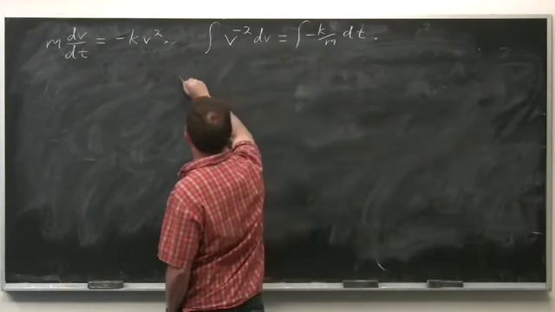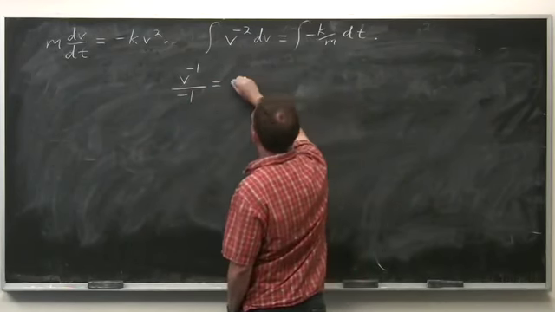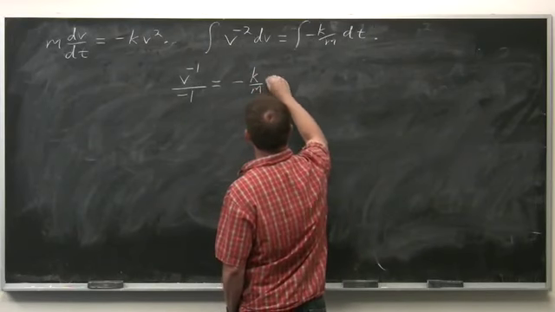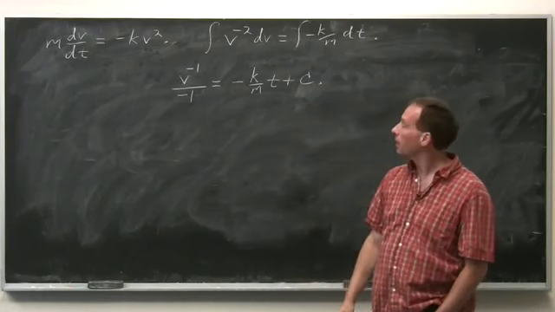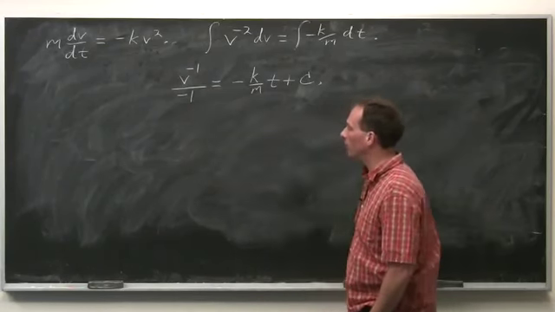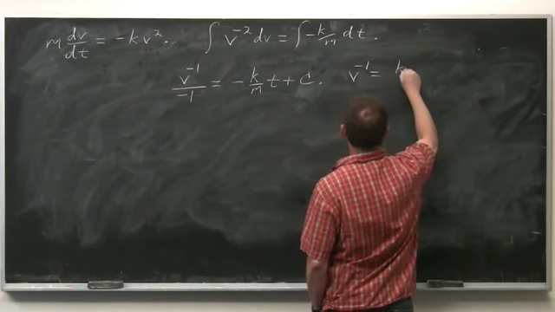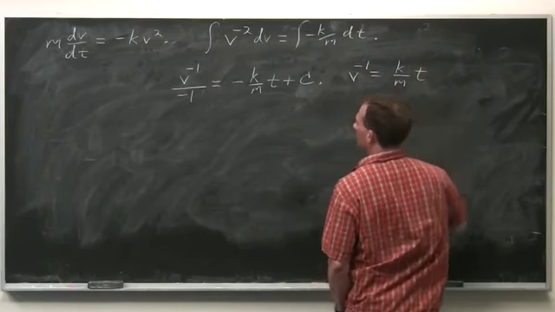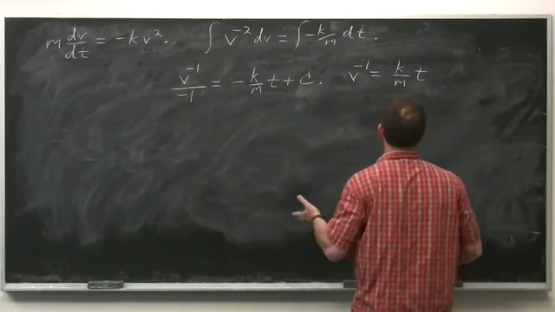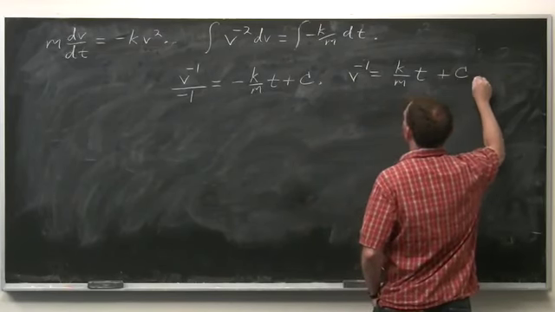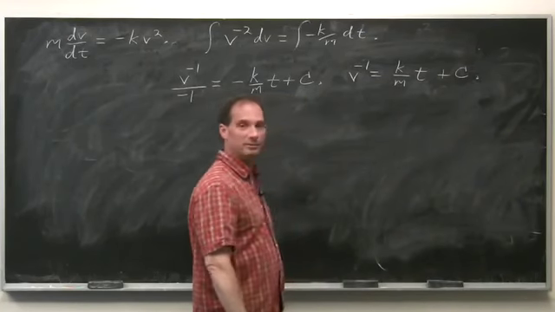This is the power rule. You add 1 to the exponent, divide by the new exponent. This is just a constant. You get the minus the constant times t plus an arbitrary constant. So you get this. We would like to solve for v, the velocity, so you multiply both sides by minus 1. You get v to the minus 1 equals k over m t minus c, but c has no meaning for us, so minus c plus c, we'll just call it c again. You get this. And I'm going to plug in my initial data now.